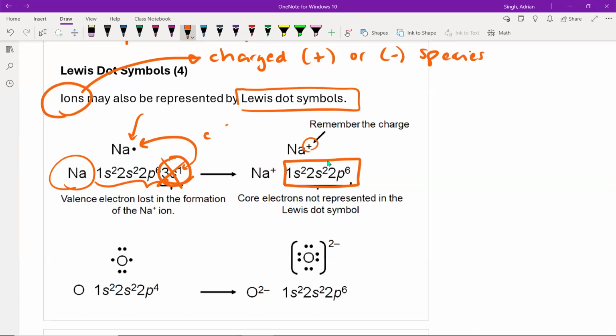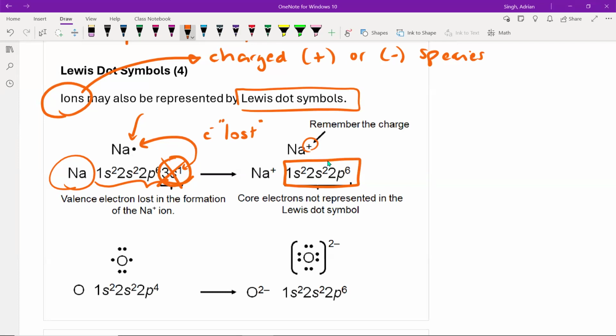Okay, this electron is lost. I'll put "lost" in quotations. We don't just lose track of it. It has to go somewhere. Where it goes right now is irrelevant. We'll talk about it in a second. But it goes somewhere else. So it's not with the sodium anymore.